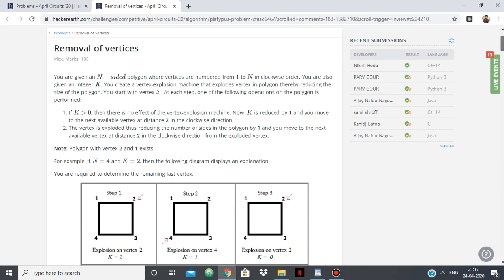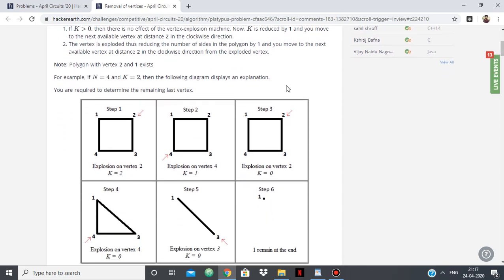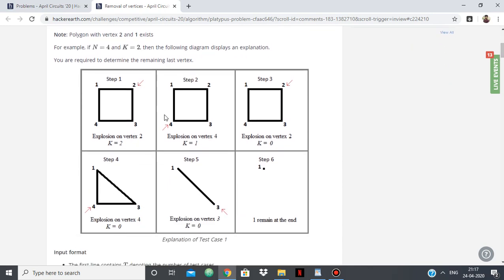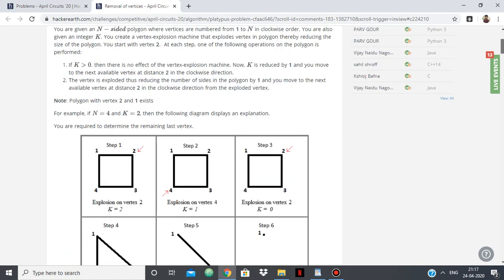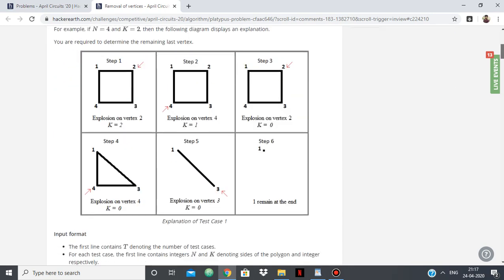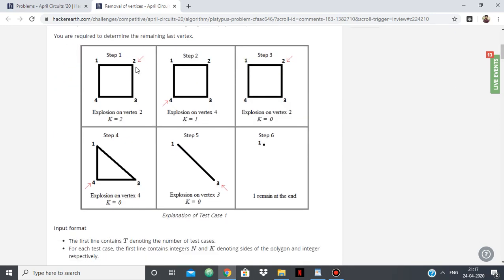So we can see from this example. n is equal to 4, k is equal to 2, and we have to find the last vertex which is remaining. So in this example, n is equal to 4, meaning we have a polygon of 4 vertices, 1 2 3 4. k is equal to 2, and always we start with vertex 2. So we've started with 2 and k is equal to 2, so no effect on 2. We move to the next, so 4, k is equal to 1.